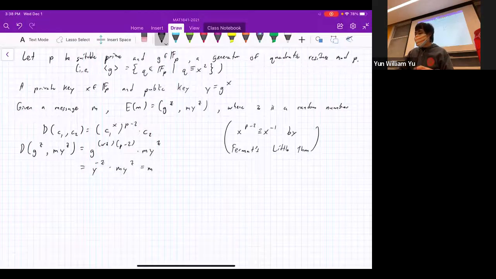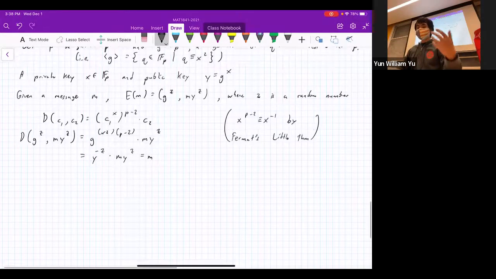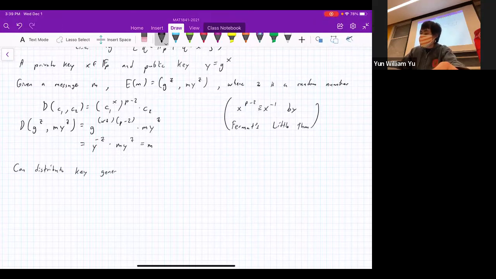Okay, so basically we have some crypto system, we have some encryption algorithm, and we have some decryption method. What we can do with this crypto system, and with many other crypto systems, is distribute the key generation, so that no hospital has the private key.